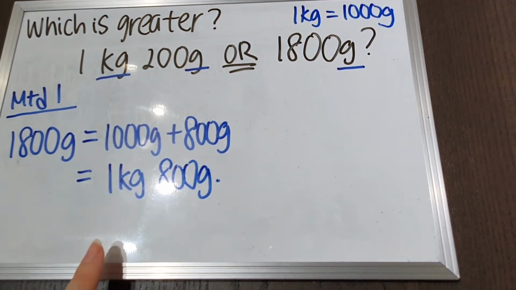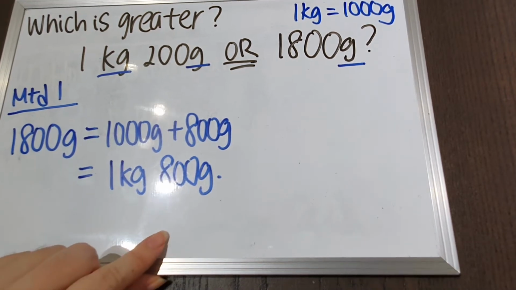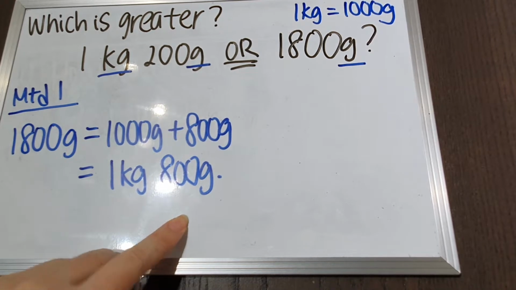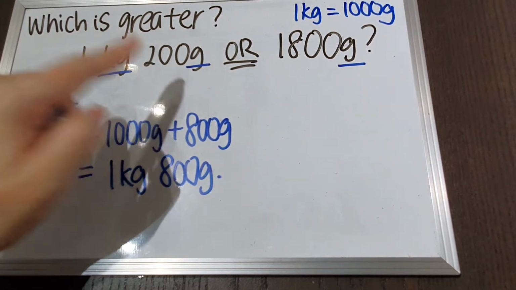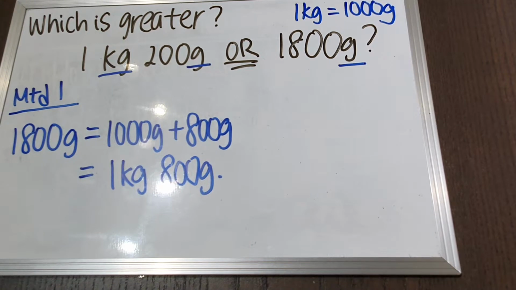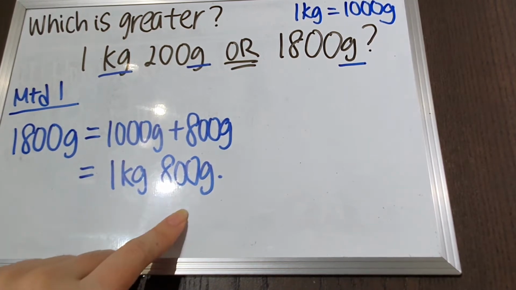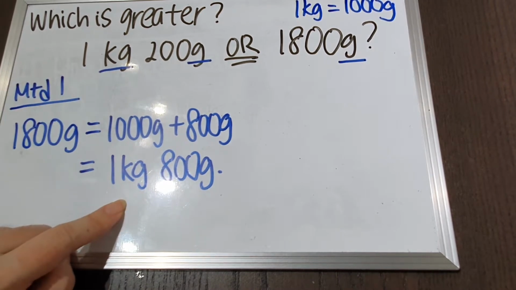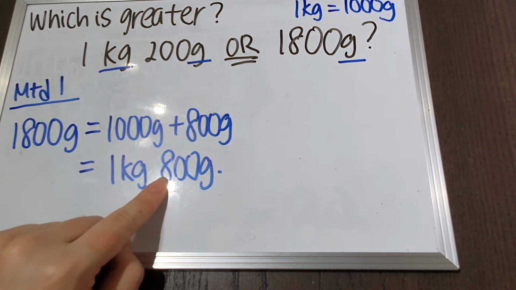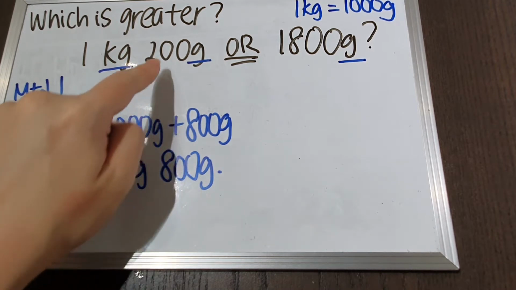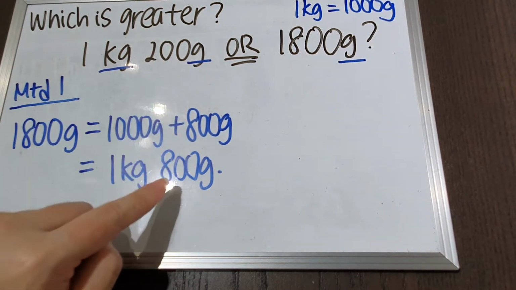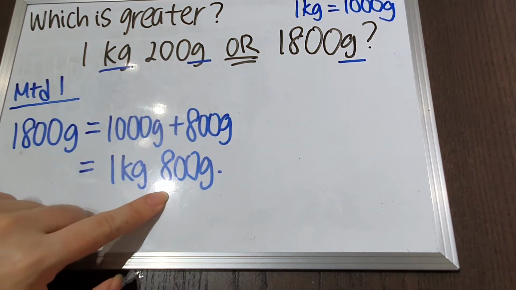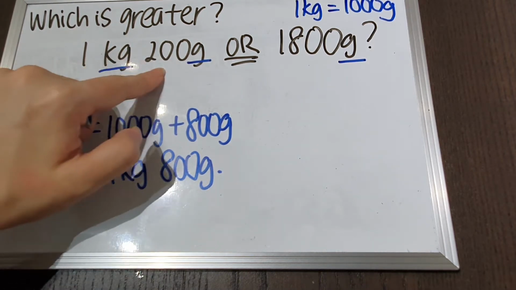So now the unit for mass here is going to be kg and grams. So 1 kg 800 grams and 1 kg 200 gram, which is greater? Yes, 1 kg 800 gram is greater. Because since the kg here is 1 kg and here is 1 kg, we will just compare the grams here. And since this grams here is 800 gram and the gram here is 200 grams, we know that 800 gram is greater than 200 gram. So 1 kg 800 gram is greater than 1 kg 200 grams.